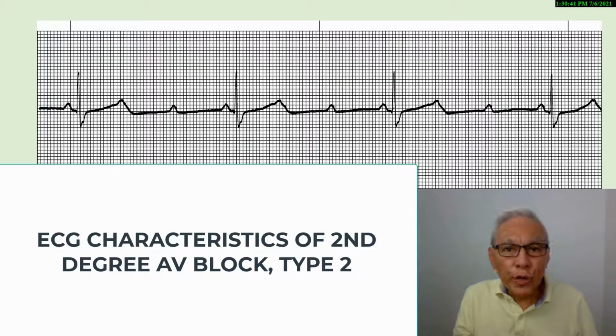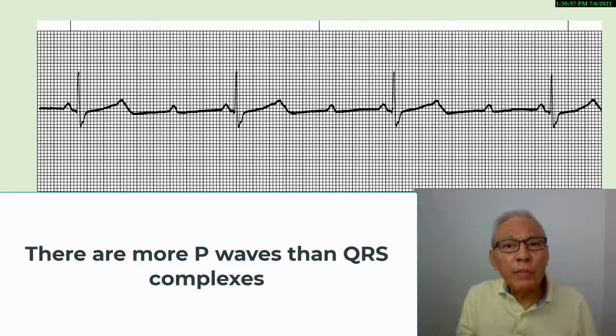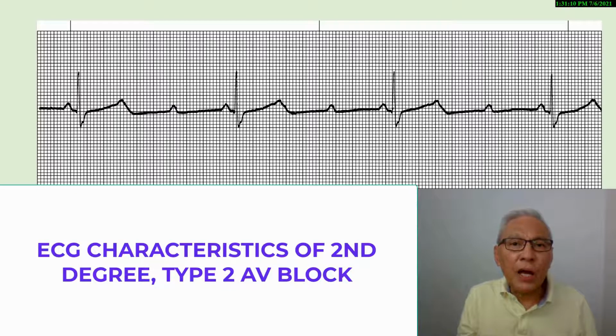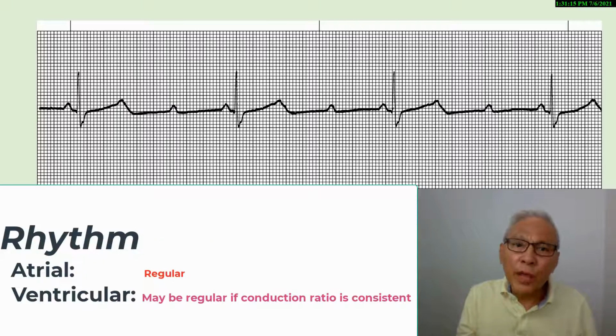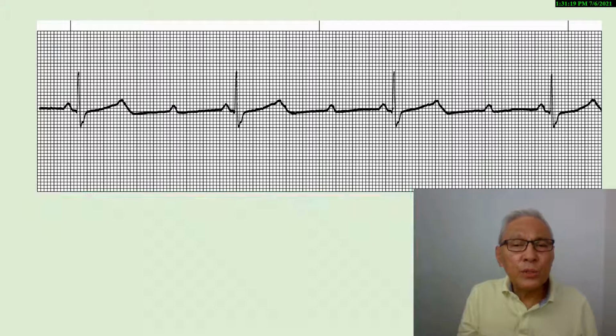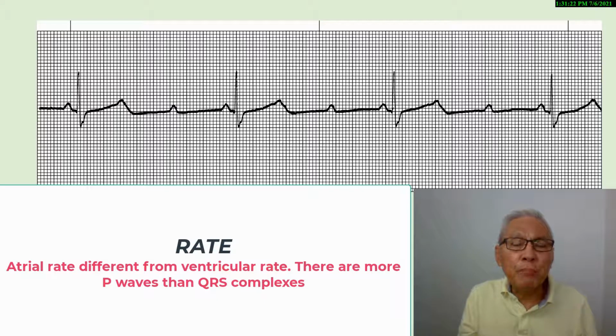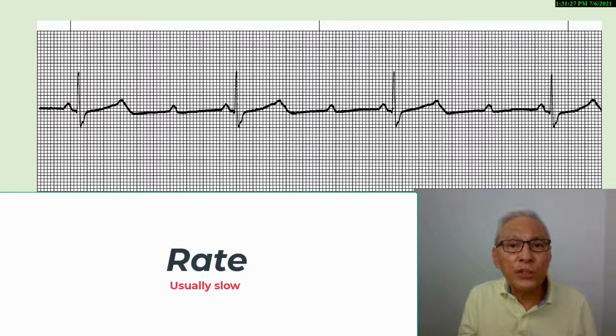In this ECG strip, we will look at the ECG characteristics of the second-degree AV block, Mobitz or type 2. You will notice that in this type of block, there are more P waves that are not being conducted, and therefore numerous P waves without QRS complexes are noted. The characteristics of a second-degree AV block are the following. The rhythm could be regular or irregular. The rate is variable. It could happen at any rate, but usually with the many P waves without QRS complexes, it will result in a slow rhythm.